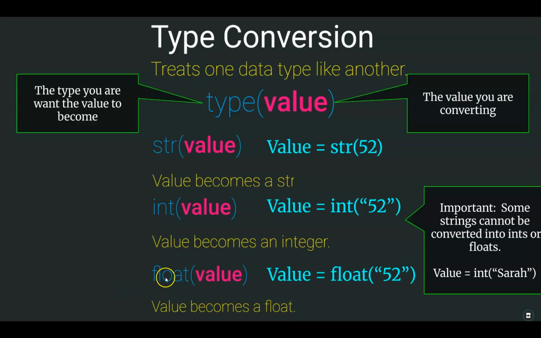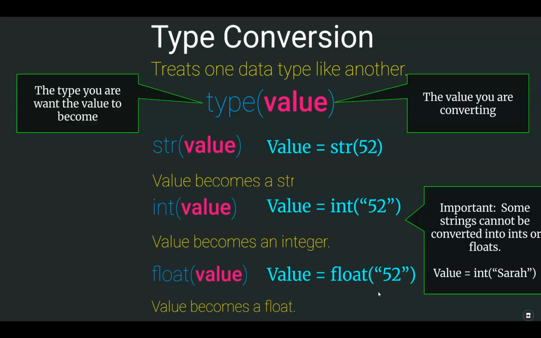And then we have right here float value, and value equals float, and then 52. We would turn this string into a float, which would basically be 52.0. We could also, though it's not on here, do float and then just the number, the integer 52, and that also would be 52.0.